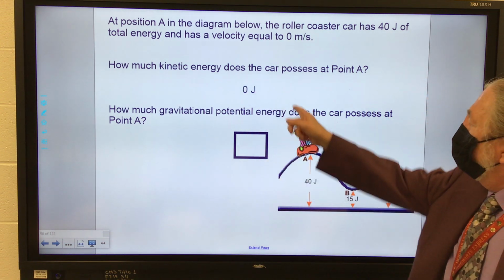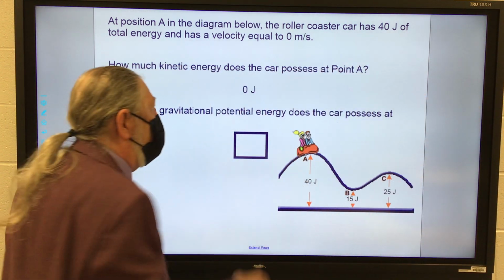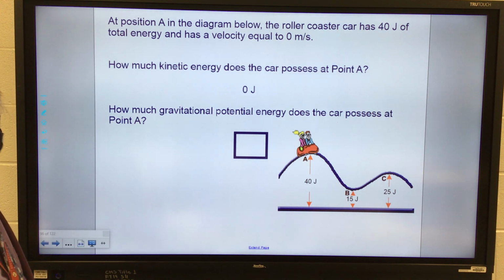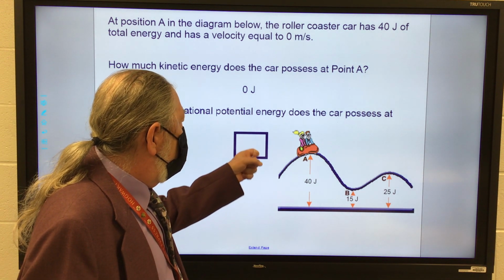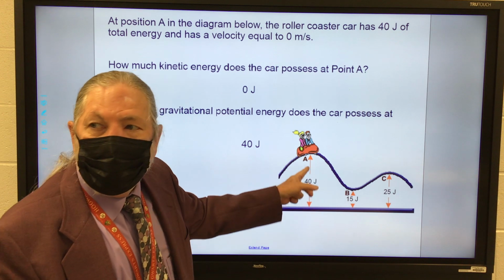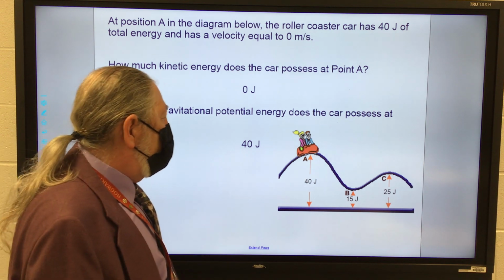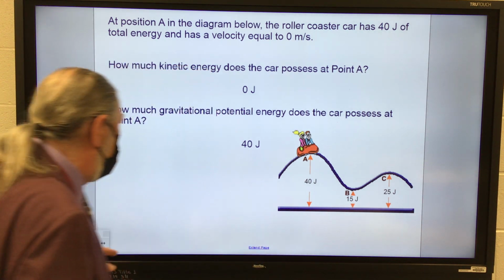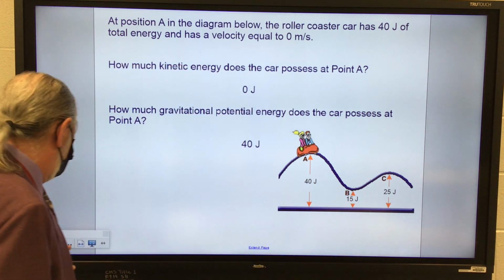0, right? Because it's at rest. It's at rest at point A. Everybody see that? At point A, it's going to have 0. So how much gravitational potential energy does it have? Anybody want to guess? Look right here. From here to here, 40 joules. That's how you figure that out. Okay? Got the idea? How much potential energy will they have down here? 15 joules. Okay, got the idea? How much potential energy do they have here? 25. Okay, you got the idea.